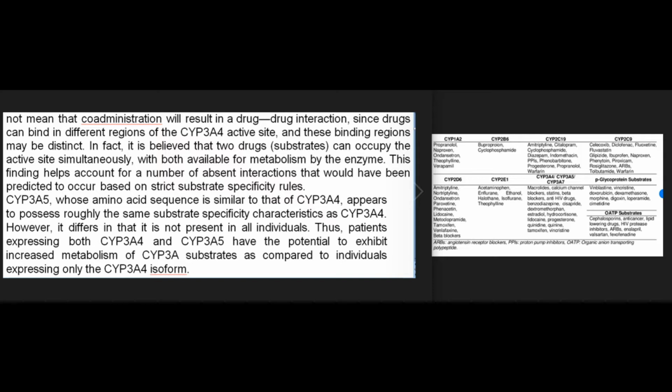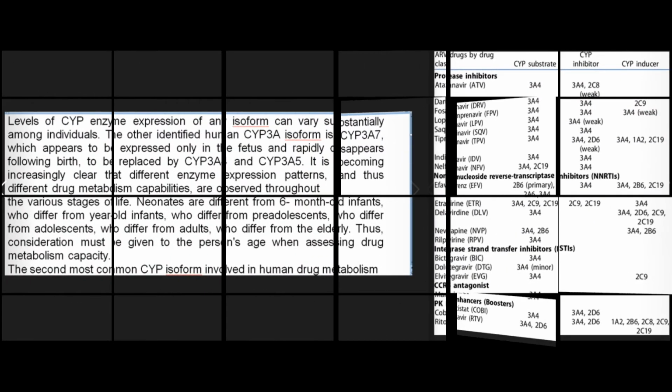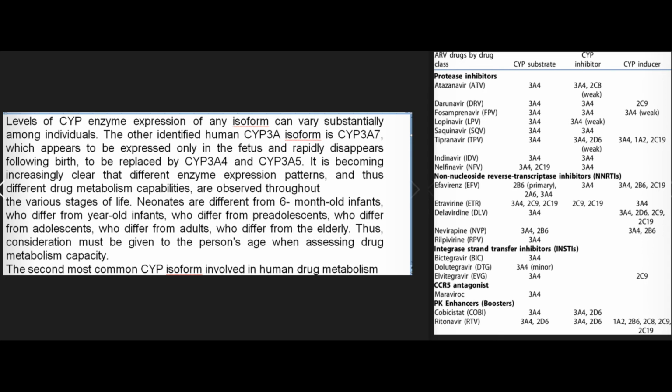CYP3A5, whose amino acid sequence is similar to that of CYP3A4, appears to possess roughly the same substrate specificity characteristics as CYP3A4. However, it differs in that it is not present in all individuals. Thus, patients expressing both CYP3A4 and CYP3A5 have the potential to exhibit increased metabolism of CYP3A substrates as compared to individuals expressing only the CYP3A4 isoform. Levels of CYP enzyme expression of any isoform can vary substantially among individuals.